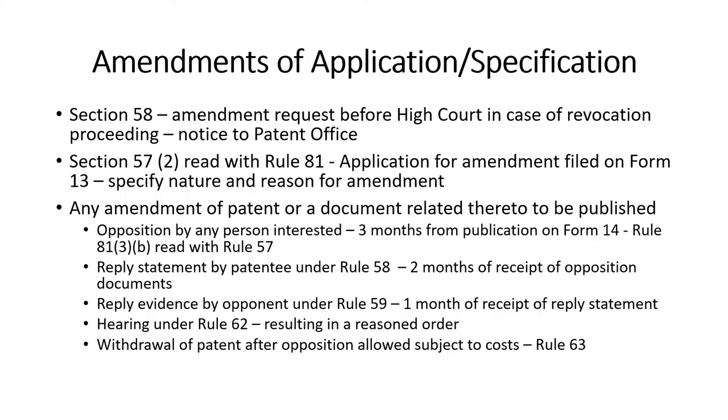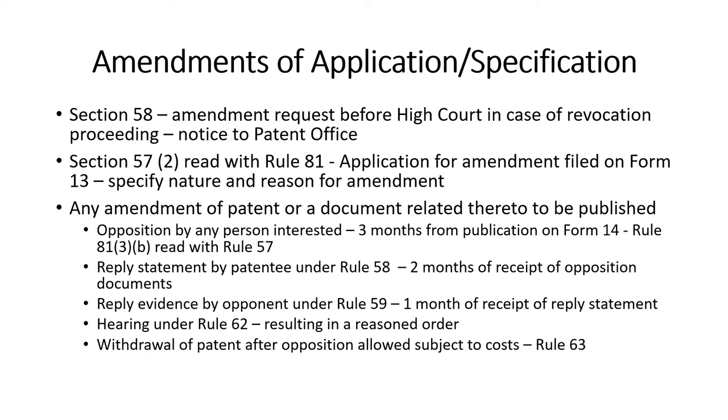Also, while Section 57 relates to amendment requests that could be made before the controller of patents, Section 58 provides another dimension to it. Section 58 provides amendments that could be requested before a high court in case there is a revocation proceeding for a patent that is happening before the high court. And once the high court decides to amend the specification on a request of the patentee, then notice regarding that amendment is given to the patent office so as to correct its records. Again, amendments under Section 58 are subject to the provisions under Section 59, the limitations that we have already discussed.